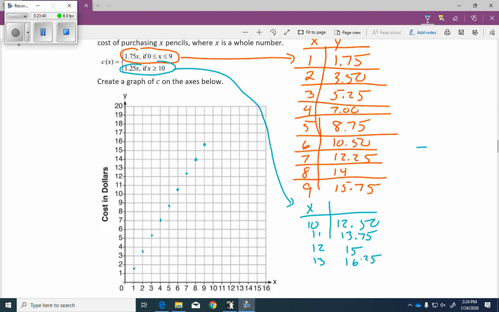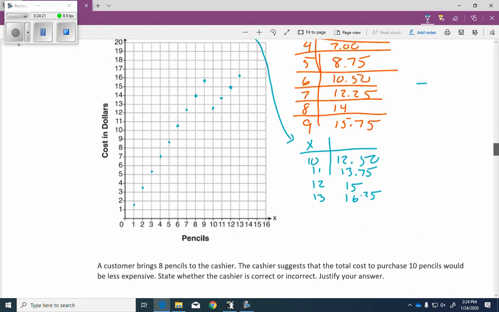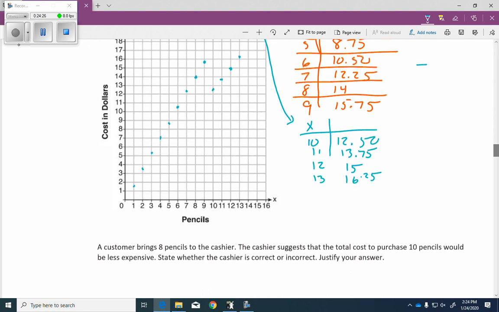The next one, when I plot, you see that it starts down lower again. And again, I'm not going to connect these. And these points, like I said, they actually continue because I could buy more than 13 pencils. But this is the best I could do with the graph. It's really not considered a piecewise. Like I said, I call it a discrete function because I don't connect the points. If I connected them, it would be like continuous.